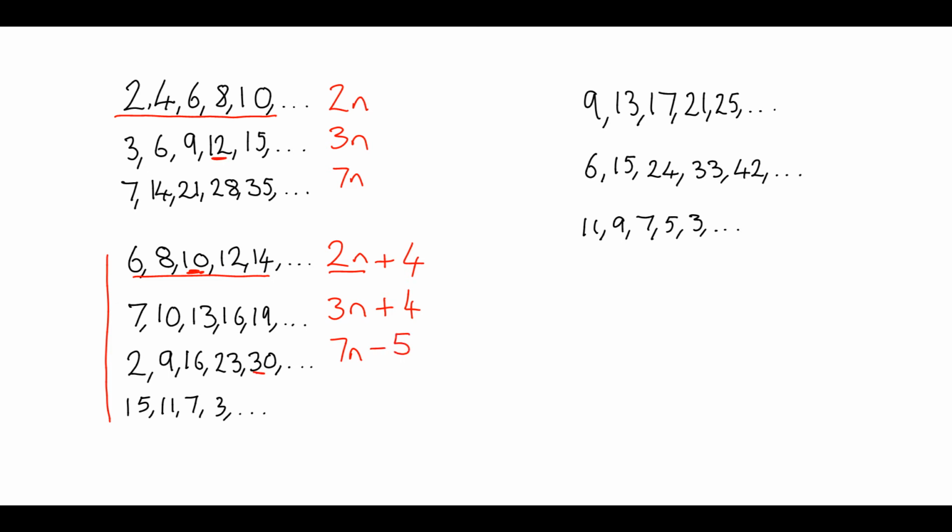This next one's slightly different. It's going down by 4 each time, so that's minus 4n. What would the third term be? Minus 4 times 3 is minus 12, but I need a score of 7. Well, how do I get from minus 12 to 7? Well, I add 19.